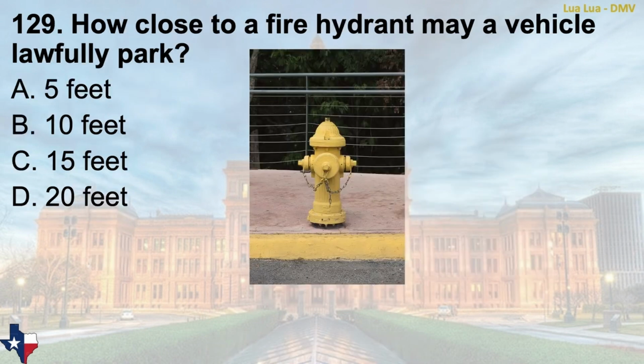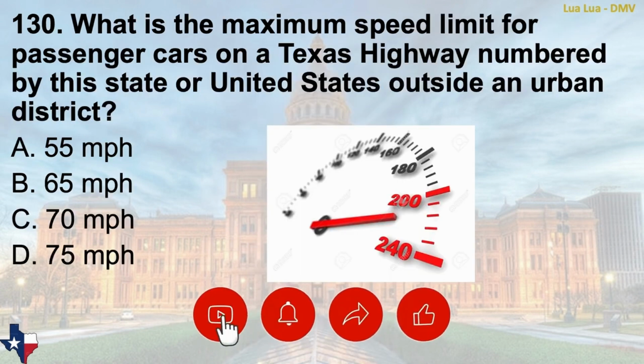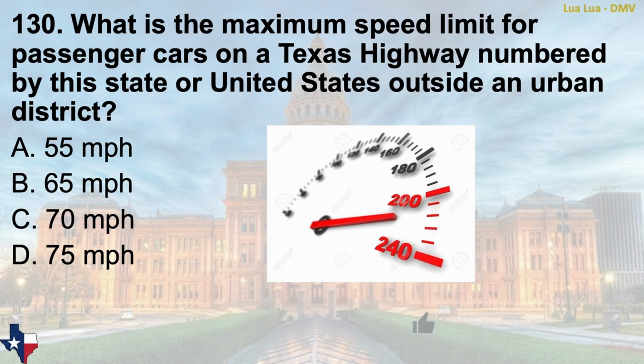Question 129. How close to a fire hydrant may a vehicle lawfully park? A. 5 feet. B. 10 feet. C. 15 feet. D. 20 feet. The correct answer is C. 15 feet.